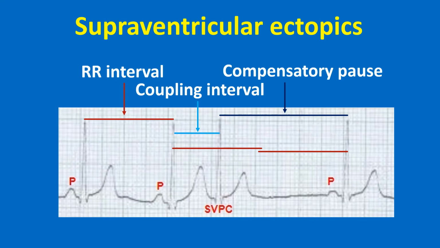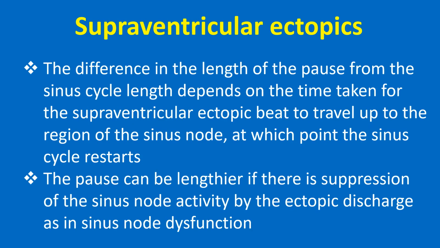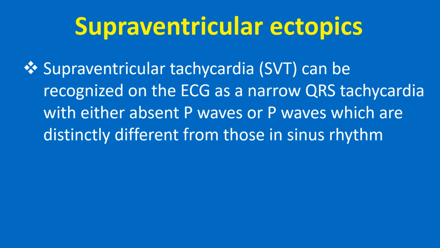This is because the supraventricular ectopic beat penetrates the sinus node and resets the sinus cycle. The difference in the length of the pause from the sinus cycle length depends on the time taken for the supraventricular ectopic beat to travel up to the region of the sinus node, at which point the sinus cycle restarts. The pause can be lengthier if there is suppression of the sinus node activity by the ectopic discharge, as seen in sinus node dysfunction. Moving on to supraventricular tachycardias.